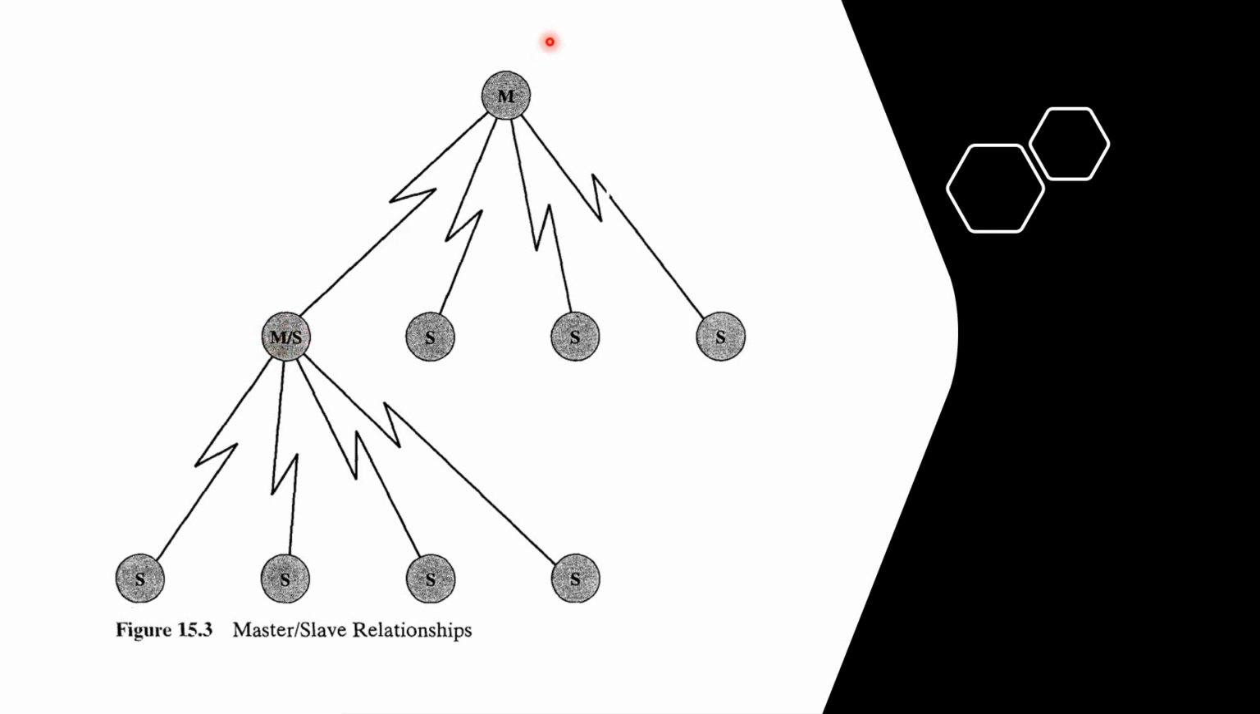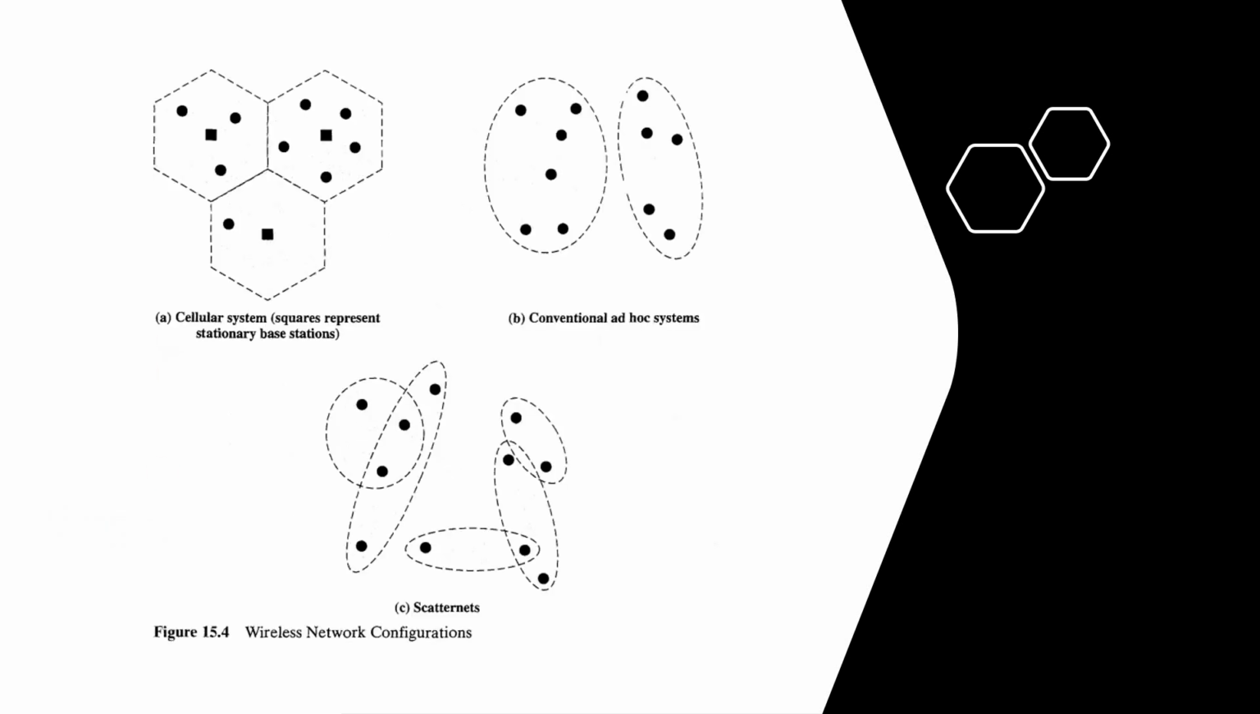So it acts as a slave for this network, and it acts as a master for this network. Okay, so this is how an overlapping structure looks like. These are some examples of wireless network configurations which show the comparison between Bluetooth networks and other networks.